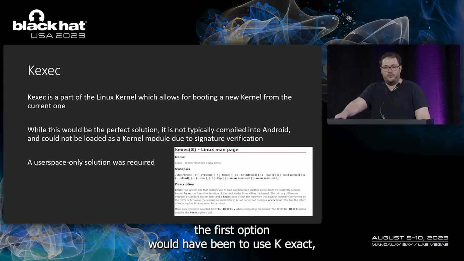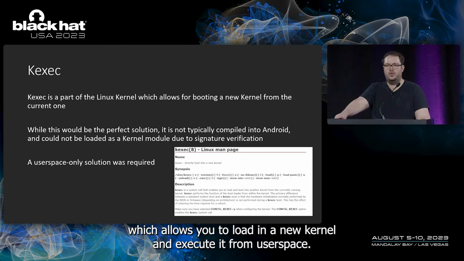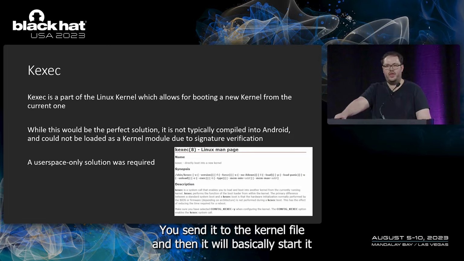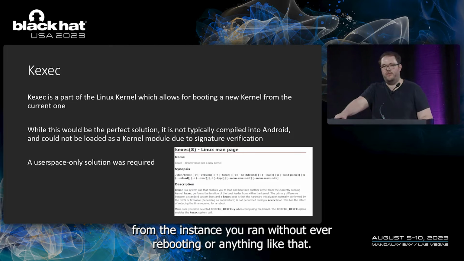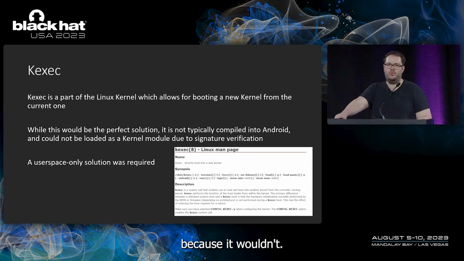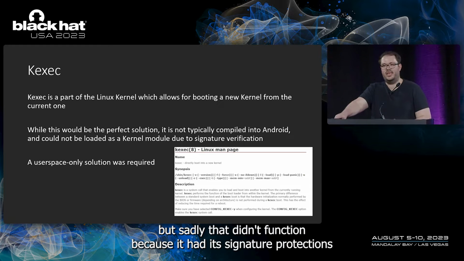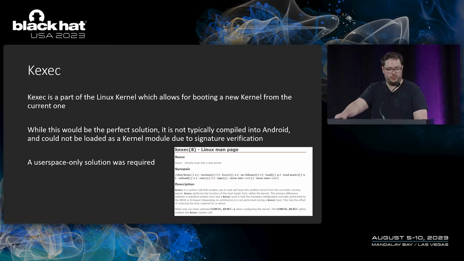The first option would have been to use kexec, which is a standard module on Linux devices that allows you to load in a new kernel and execute it from user space. You send it the kernel file, and it will start it from the instance you're in without ever rebooting. Unfortunately, the phone did not have this module enabled, because that's a security risk to have there. So I tried to load it as a custom-built kernel module, but sadly that didn't function because they'd added signature protection to their kernel modules, which was the right idea.